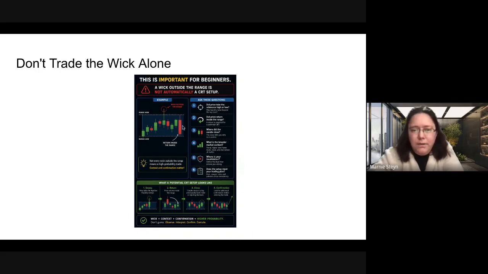Okay, so ask yourself the following 6 questions. Did price take the reference high or low? Did price return inside the range? Where did the candle close? What is the broader market context? And what is your invalidation? What are the things that invalidate the setup? And does the setup meet your trading plan? So with that, you can look towards the sweep, the return, the close, and then the confirmation. Okay, so wick plus context plus confirmation equals high probability. Don't guess, observe, interpret, confirm, and then execute, guys.